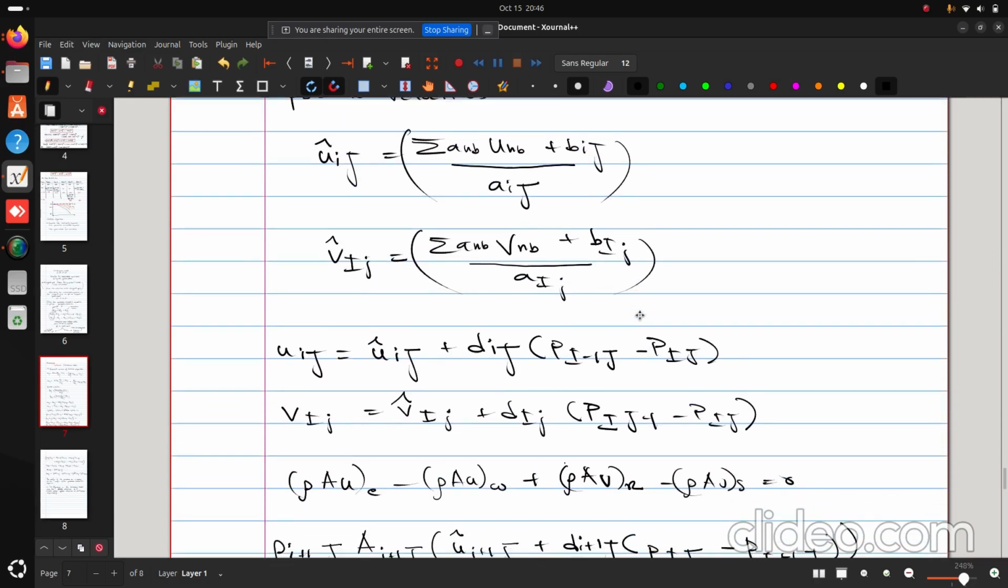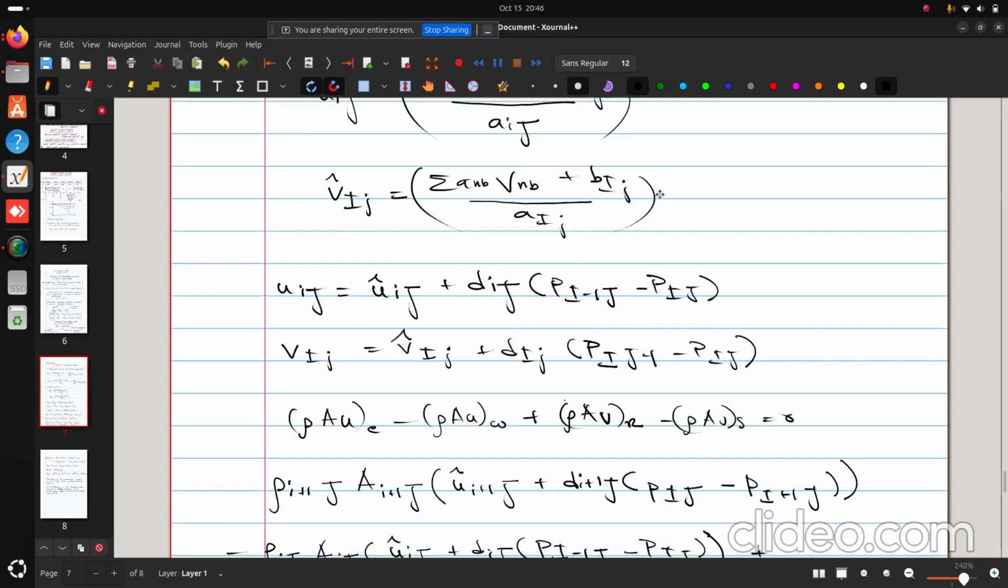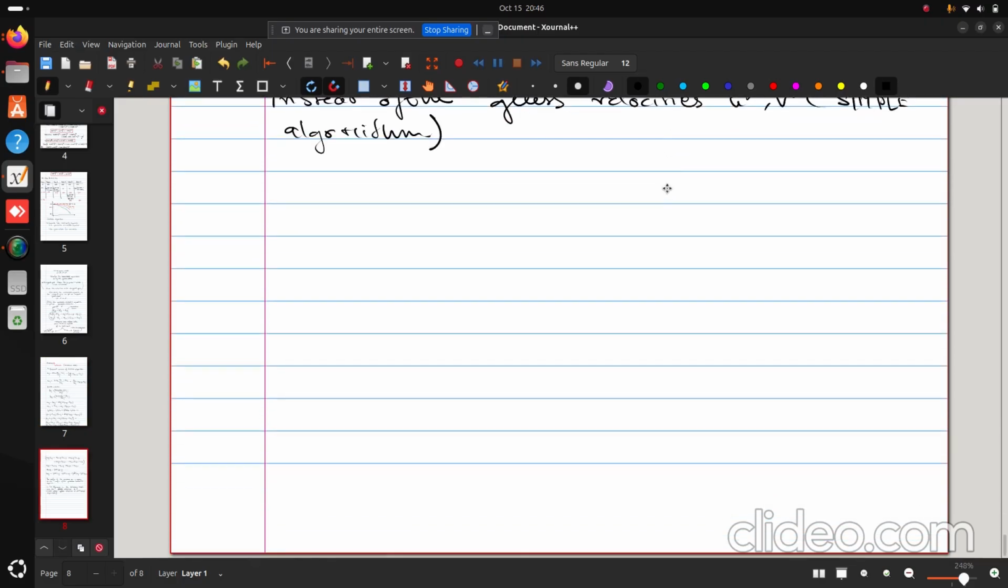So what do we see here? We see that the pressure term is absent from these pseudo velocities, and as a result we do not have to guess the pressure values, and we can straight away solve for the velocities, and then we use those pseudo velocities to finally compute the pressure field.